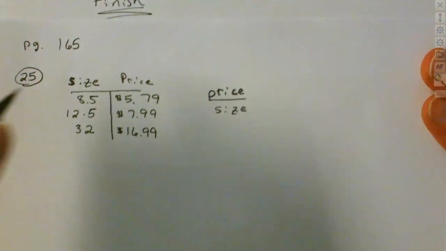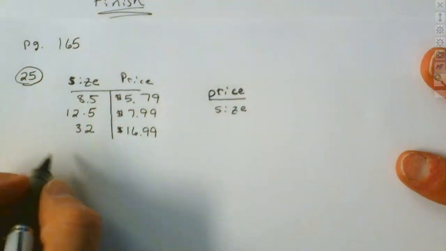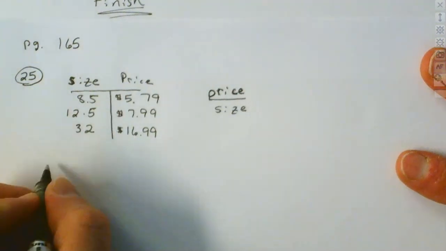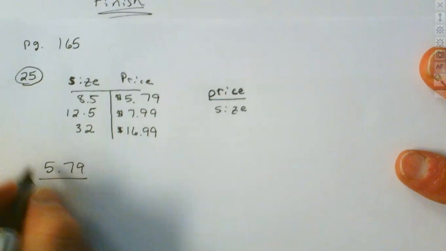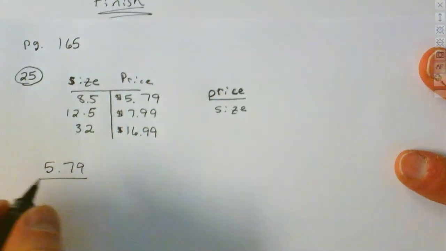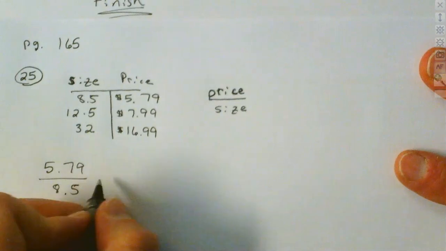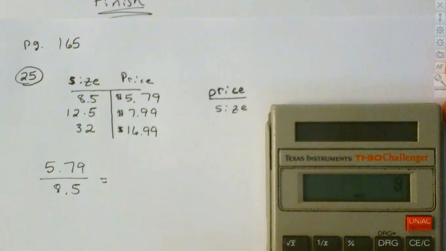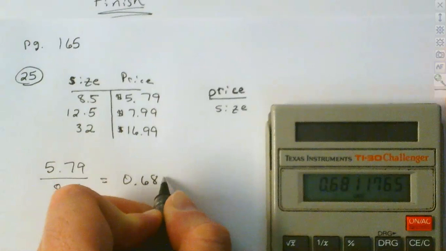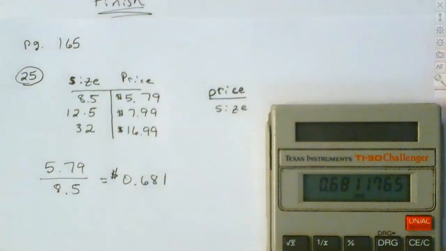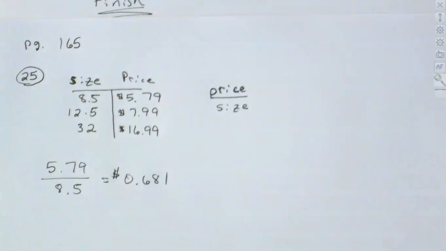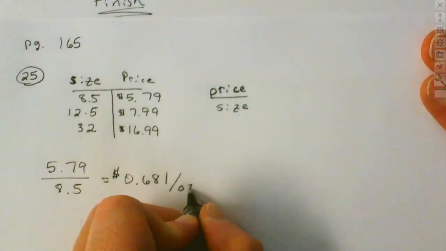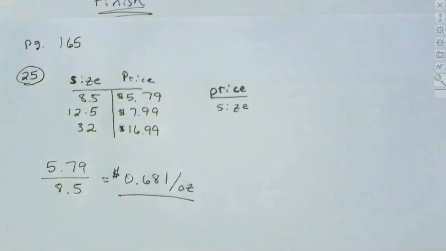So how do we set that up? So let's look at these. We're going to take that 8.5 ounce container. Let's see how much it is per ounce. So we take our $5.79. We're going to divide that by the 8.5. And we're going to see what the cost per ounce is. Divide them out. Now, we want to go out 3 decimal places. So that's 0.68 if we round 1. So that's basically 68 cents per ounce. So there's that. Let's do the next one.